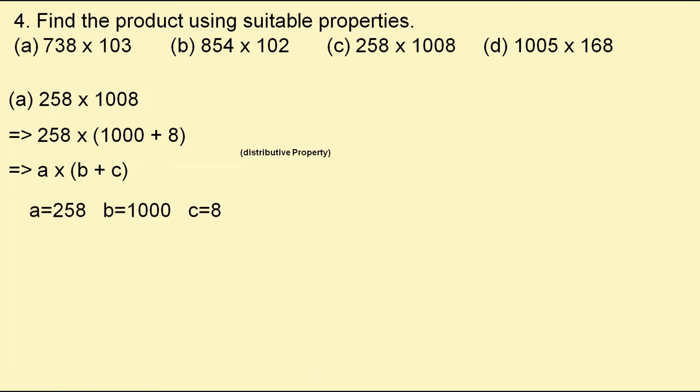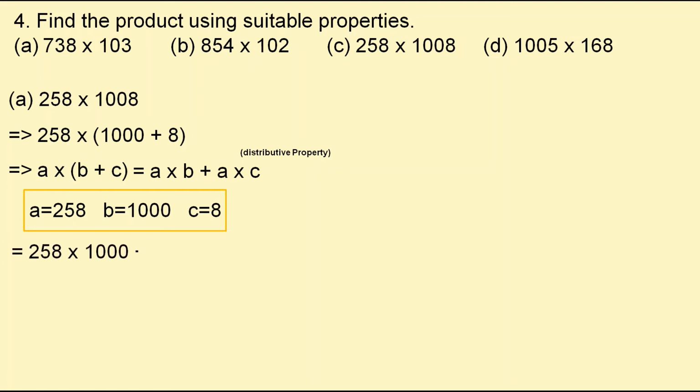So let's put these values in the second part of the distributive property, that is A into B plus A into C. So let's write 258 into 1000 plus 258 into 8. Now here it's easy to multiply these two numbers, that is 2,58,000. Now let's find the product of these two numbers, that is 258 into 8.